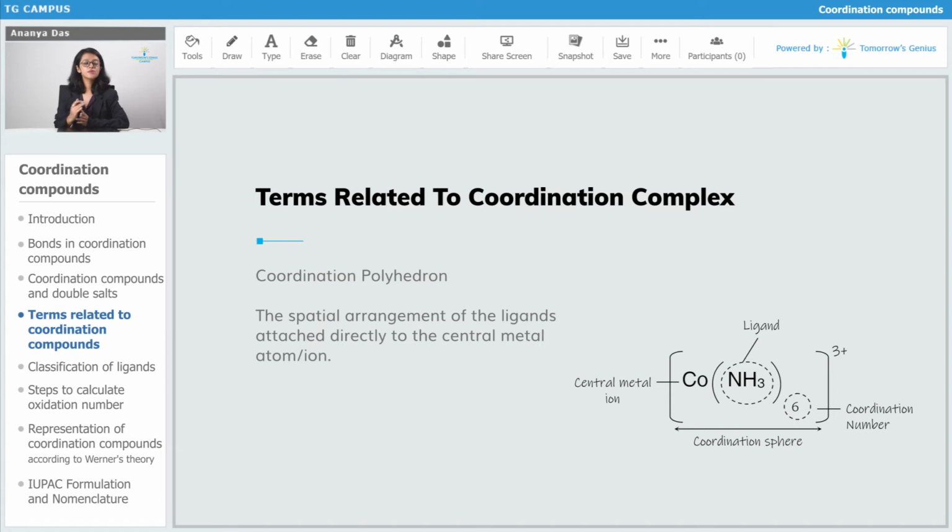So the next term is coordination polyhedron. Coordination polyhedron can be said to be the geometric pattern or the spatial arrangement of the ligands directly attached to the central atom or ion. Spatial arrangement means the arrangement of ligands in space, the arrangement of ligands with respect to the metal atom.